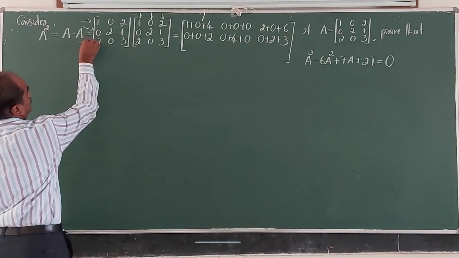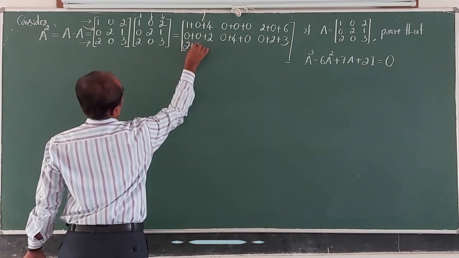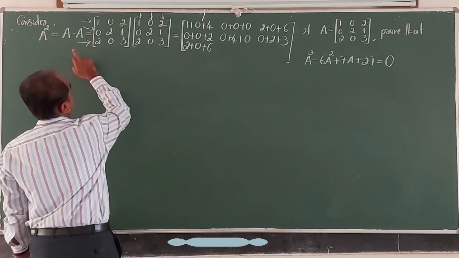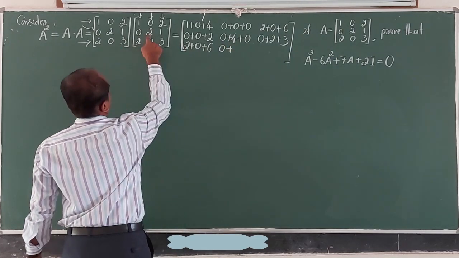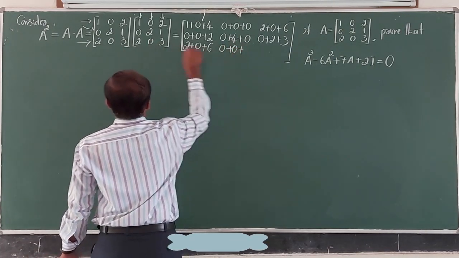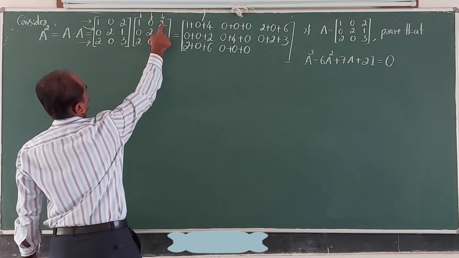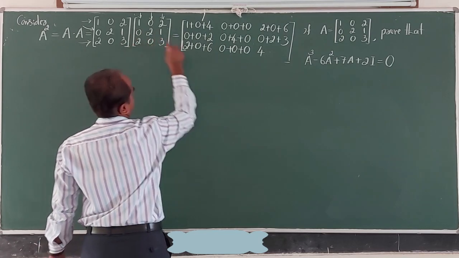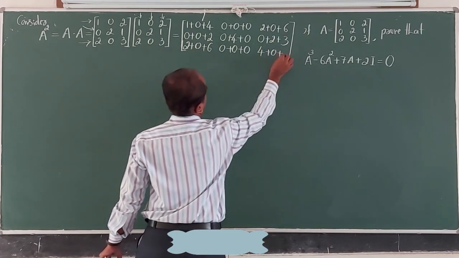Now, third row, first column: 2 into 1, 0 into 0, plus 3 into 2. Third row, second column: 2 into 0, plus 0 into 2, plus 3 into 0. Now, third row, third column: 2 into 2, 4, 0 into 1, plus 3 into 3, 9.